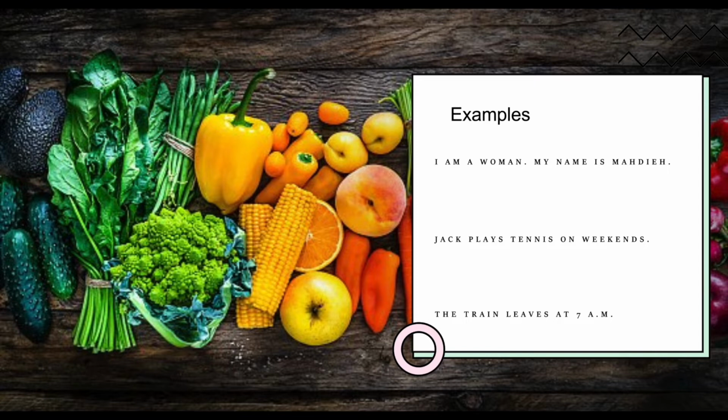Now, general statement of fact. Jack plays tennis on weekends. The train leaves at 7 a.m. That is a scheduled event in the future. That's when we use the simple present. And "Jack plays tennis on the weekend" is a habit that Jack has.